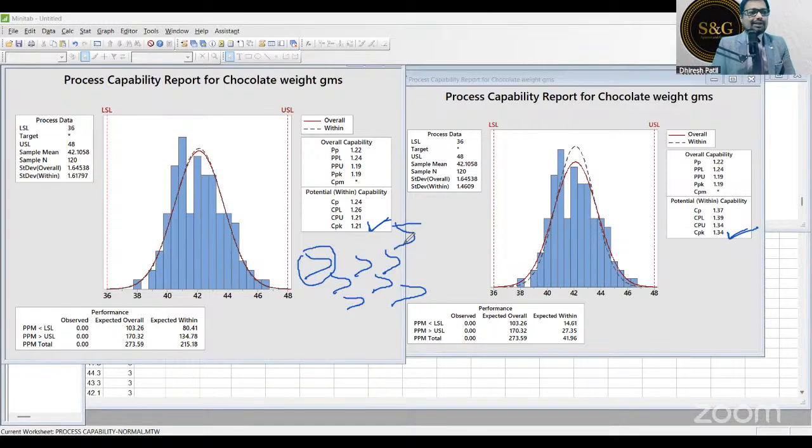Yes, Santoshi, got your answer? Yes. So it is sample to sample variation that is playing the role here. That's the only difference between these two values. Everybody got this answer, right? So in the first case, we have taken 10 separate samples separately, so the CPK value is 1.2. And on the right hand side, we have taken all 120 chocolates together. Our CPK is a little better. Yeah, that's the only difference.